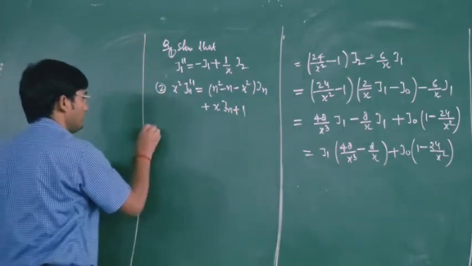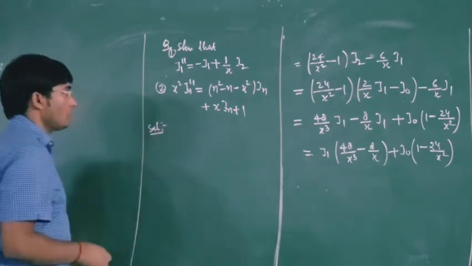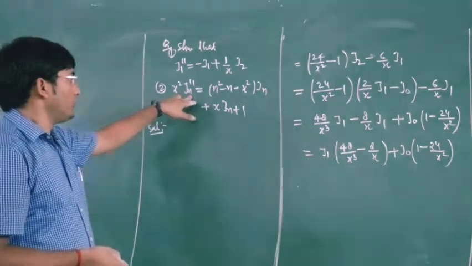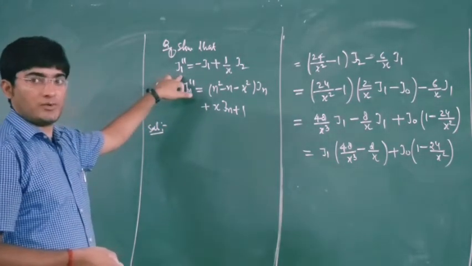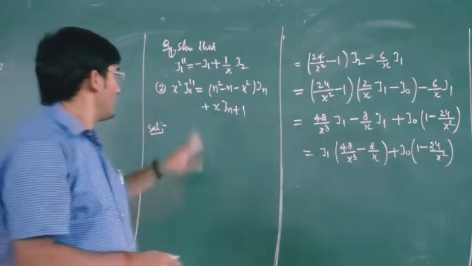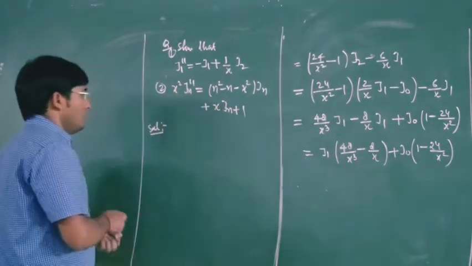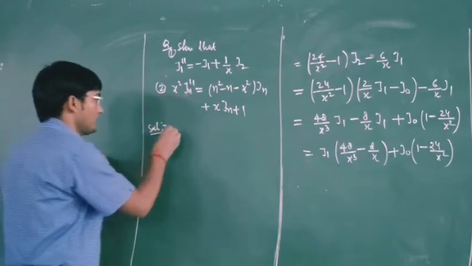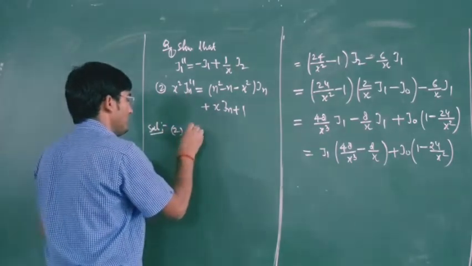So solution, here you can see that if we put n equal to 1 here, then we will get this first part. So first prove the second part. So for this, now we have the recurrence relation. Let us start with the second part.